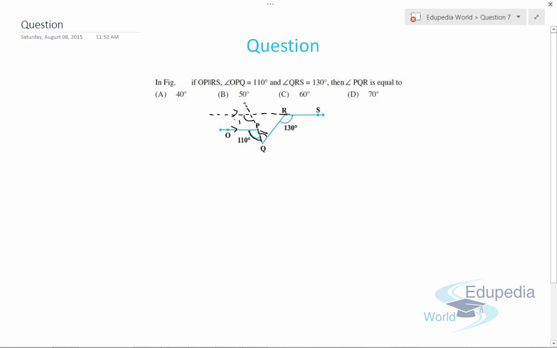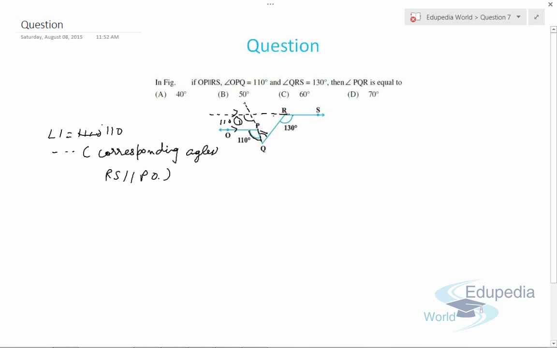Like we can say this is angle 1. Angle 1 equals 110. Why? Because they are corresponding angles, since RS is parallel to PO. Now, so we can say this is 110. Now similarly, this is a straight line.